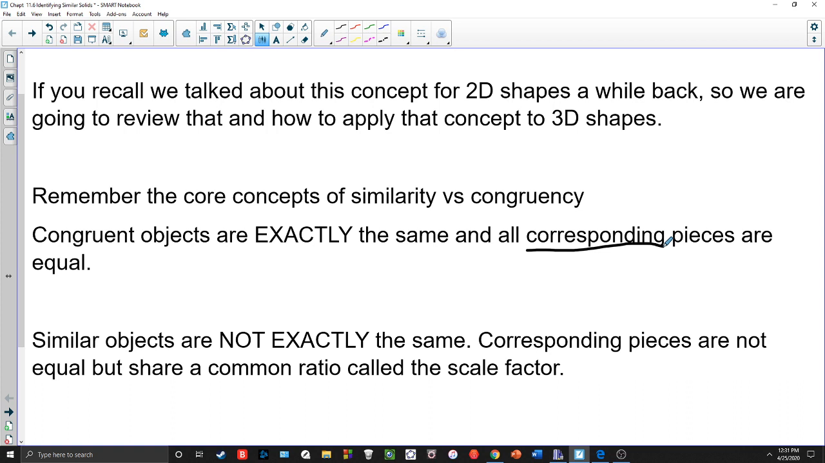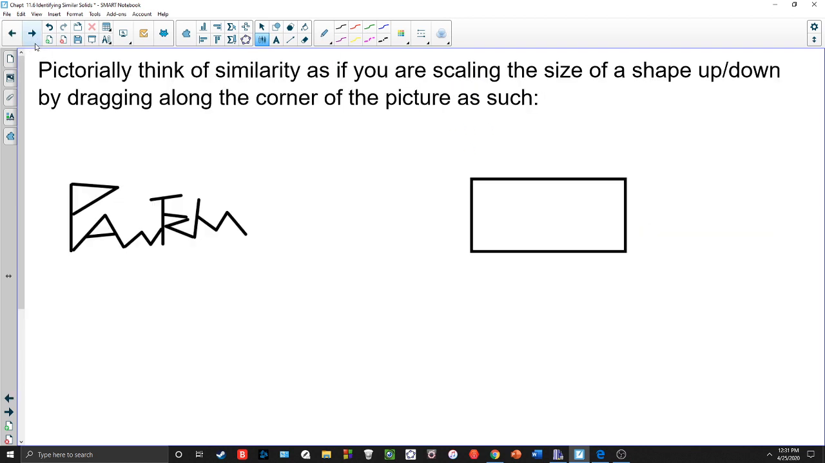And in similar shapes, the corresponding pieces aren't equal, but they share a common ratio or a common multiplier or divider to get from one to the other, and that's called a scale factor. Maybe the heights in one shape are twice as much as the heights in the second shape, or something like that. So there's one multiplier or divider for all the corresponding pieces between both shapes. Let me show you an example here.